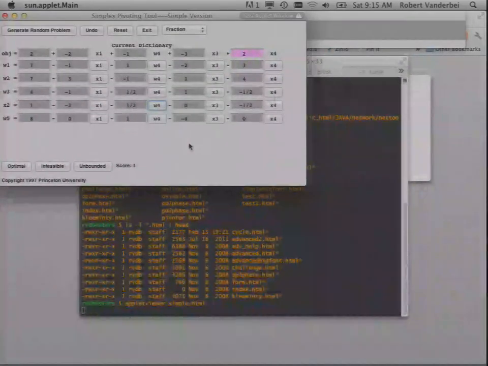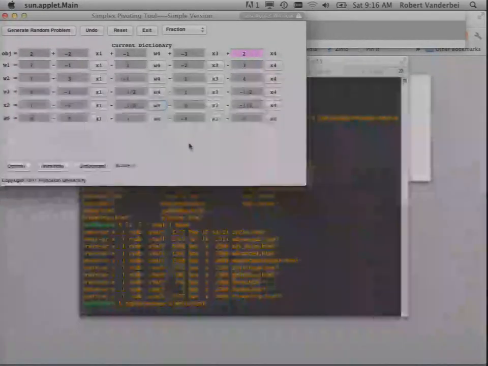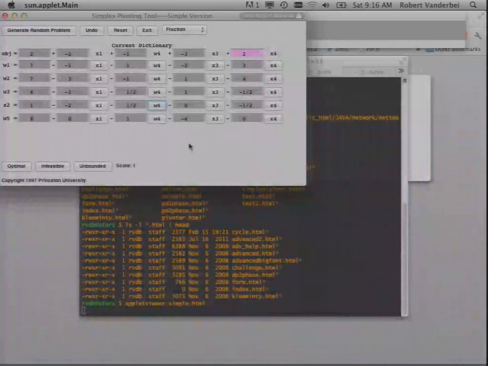But we're not optimal yet, because the solution associated with this new dictionary is not optimal: x4 has a positive coefficient, and if I increase x4 from 0, I can make further improvement in the objective function. So that's what I want to do next. I do the same thing that I just did. I look through here.